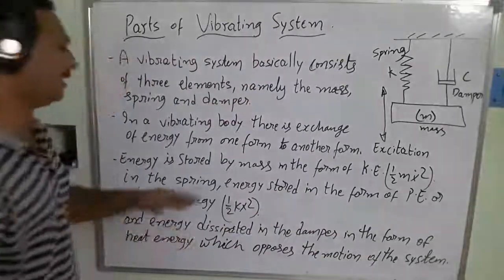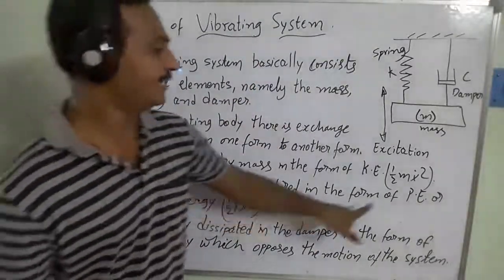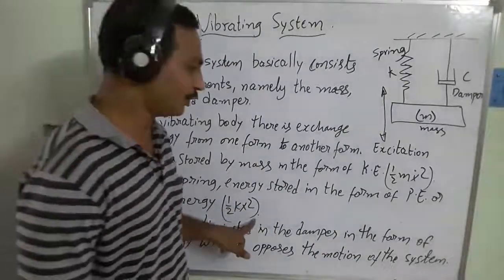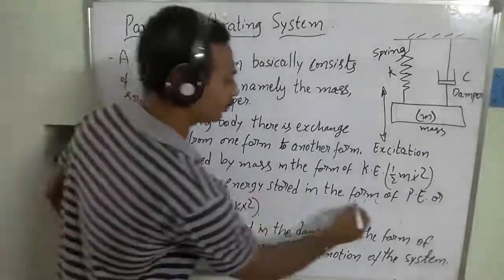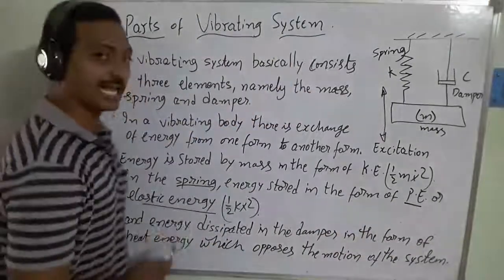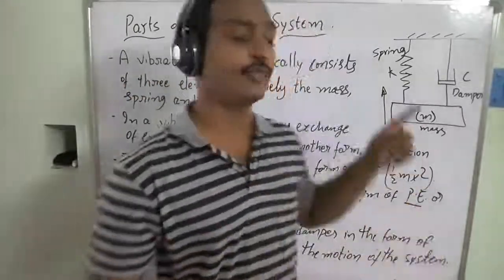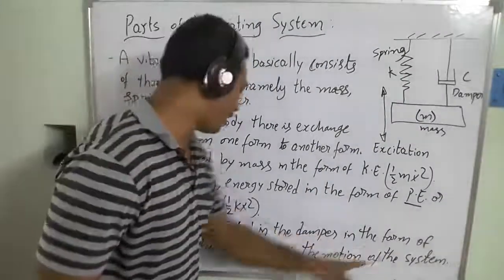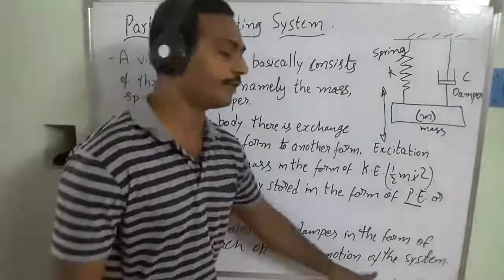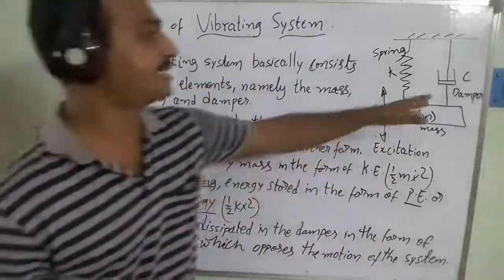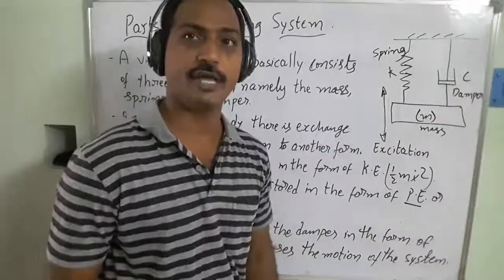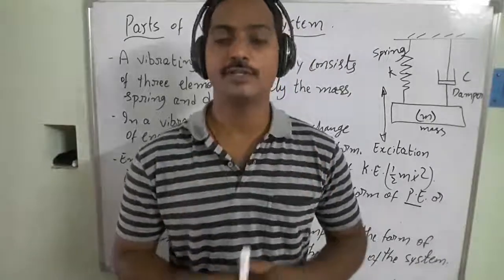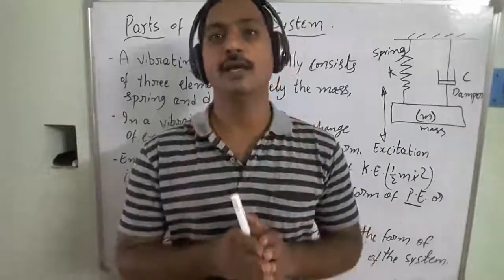The second one is the spring. The energy stored in the spring is in the form of potential energy or elastic energy, which is of kx squared. This is the spring system, and its energy is stored as potential or elastic energy due to the elastic deformation of the spring, right? Next, the energy dissipated in the damper is in the form of heat energy, which opposes the motion of the system. The damper always creates a resistance to the motion of your body, trying to oppose it and bring it back to the equilibrium position.